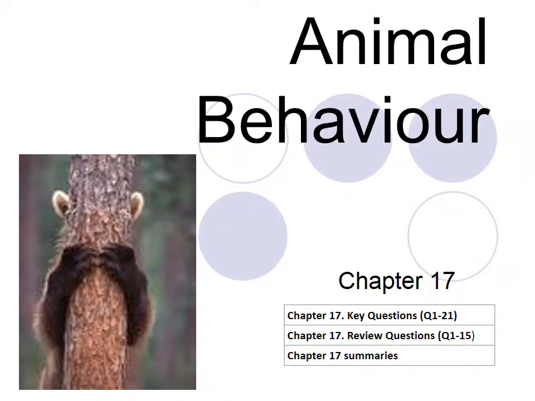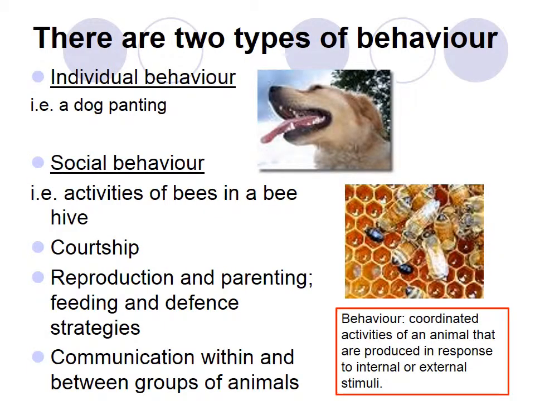Chapter 17 is all about different animal behaviors, and for the chapter questions you need to do questions 1 to 21, the review questions at the end of the chapter, and then I'm also expecting that you do your summary card.